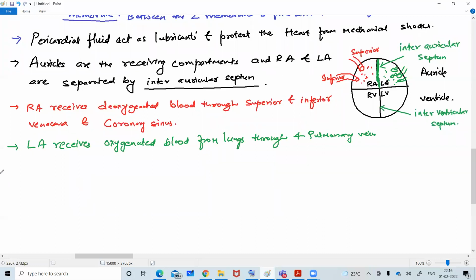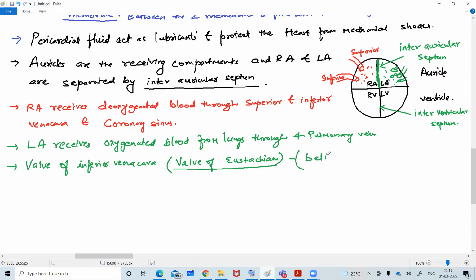Now there is a valve present in the vena cava, right? So we'll talk about that. Valve of inferior vena cava is called valve of Eustachian. Right? Now it is believed that this particular name is believed to be the remain of sinus venosus, right? So you can write here as a small note in a bracket, believed to be the remain of sinus venosus. This name is based on that.